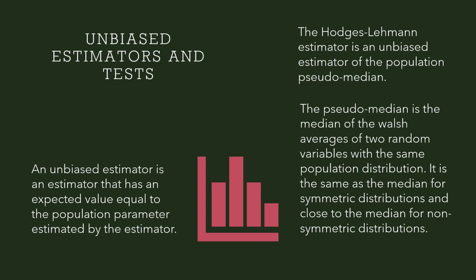It actually has some nice properties. It is the same as the median for symmetric distributions, and it's close to the population median for non-symmetric distributions. The Hodges-Lehmann estimator is an unbiased estimator of that pseudo-median. Therefore, by using the pseudo-median, we have a good index for the center of our population distribution, and we have an unbiased statistic to go along with it.